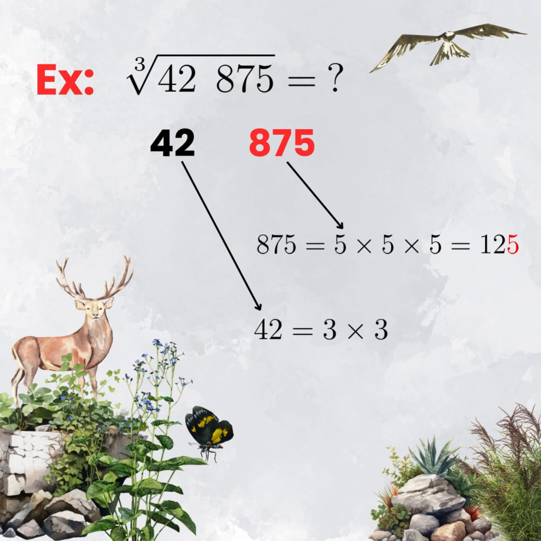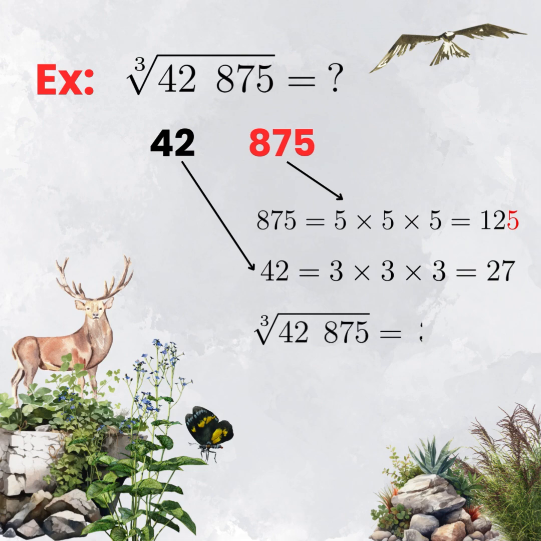The answer is 3 times 3 times 3 is equal to 27, which is the closest perfect cube below 42. So we can say that the cube root of 42,875 is 35. To verify, take 35 times 35 times 35, which equals 42,875, confirming our answer. This method can be used for numbers with 6 digits or fewer.